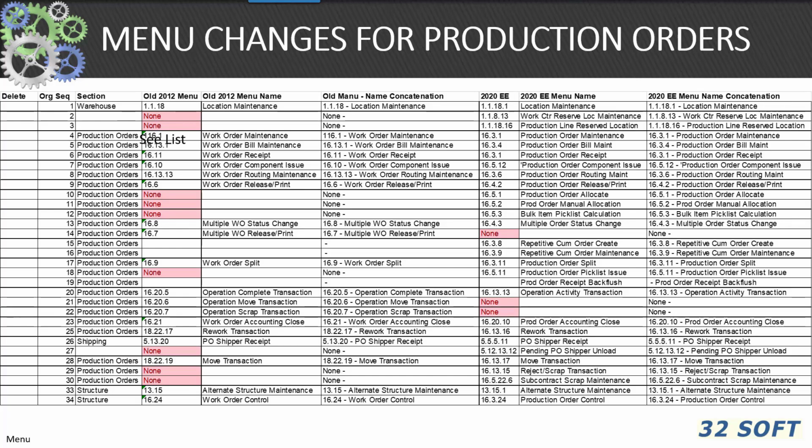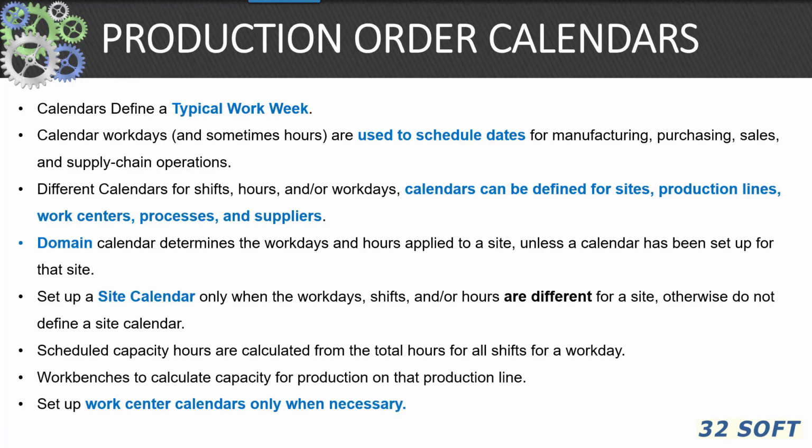16.13.13 used to be work order bill maintenance, but no. Now it's production order receipt. I've found over 100 menu changes in the new 2020 version. So just a caution. Just a word about calendars.